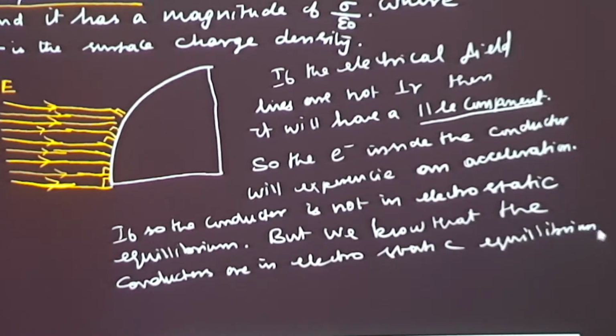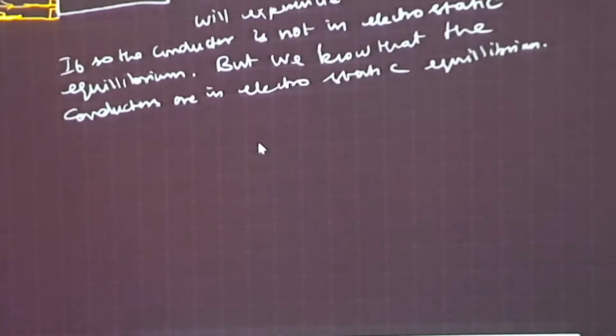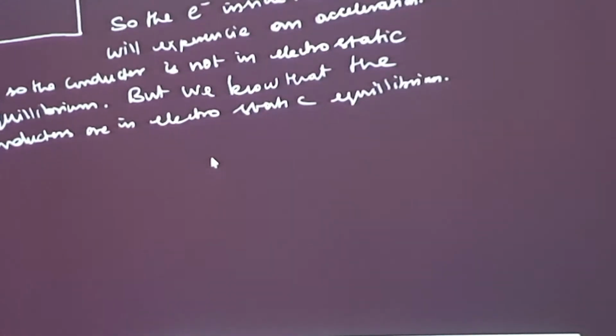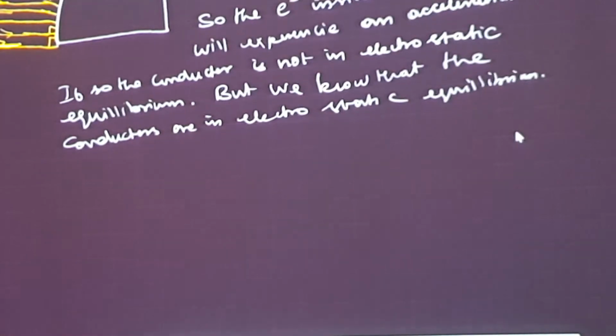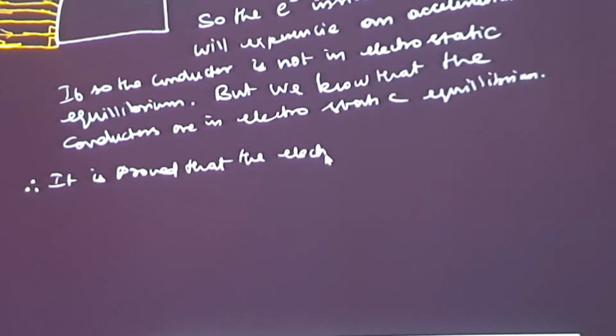So what is the conclusion? Therefore, we can say that the electrical field lines are perpendicular to the surface. Therefore, it is proved that the electric field is perpendicular to the surface. This is considered to be the second concept.